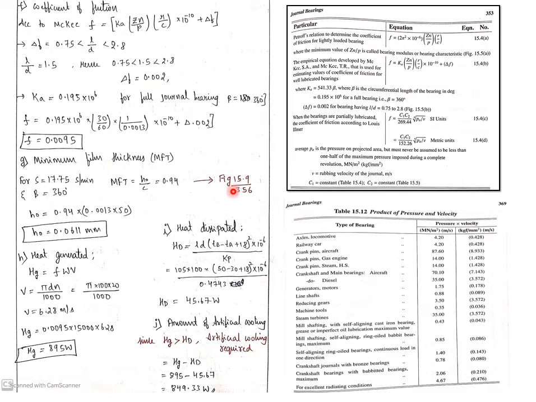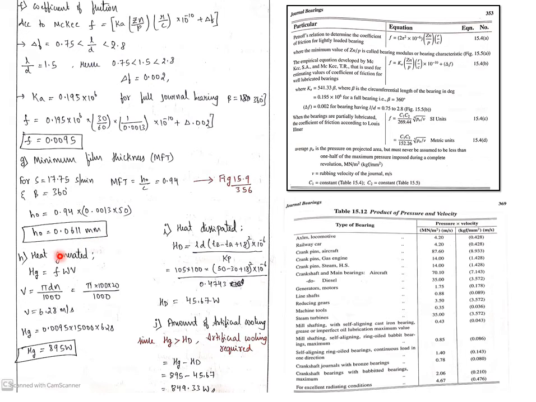Second is minimum film thickness. If you go to page number 356, that is figure 15.9, in that figure with respect to S, that is 17.75, and beta equal to 360 degree, if you cross-check these two, towards the left side you will get MFT. MFT means minimum film thickness, which is H0 by C. That value is 0.94. If you multiply it with C, that is 0.94 into C by R, we will get the value of minimum film thickness as 0.0611 mm.